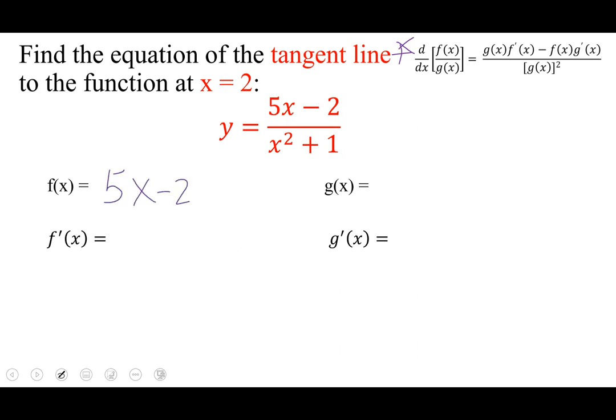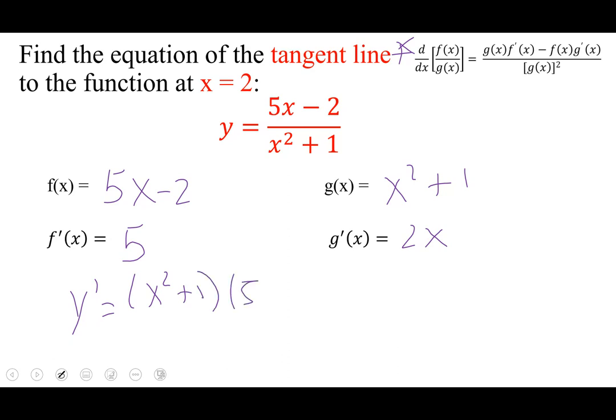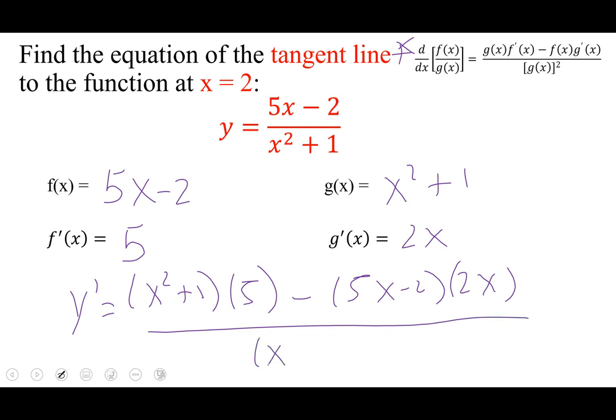So 5x minus 2 and x squared plus 1. The derivative of 5x minus 2 is 5. The derivative of x squared plus 1 is just 2x. We're going to call this y prime. And we're going to use our formula. So the denominator, x squared plus 1, times the derivative of the numerator, which is 5, minus the numerator, 5x minus 2, times the derivative of the denominator, which is 2x, all over the denominator squared. So that's x squared plus 1, the whole thing squared.